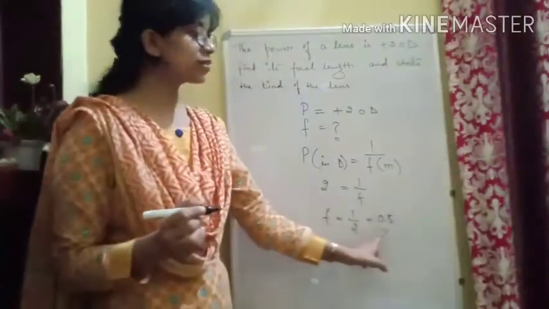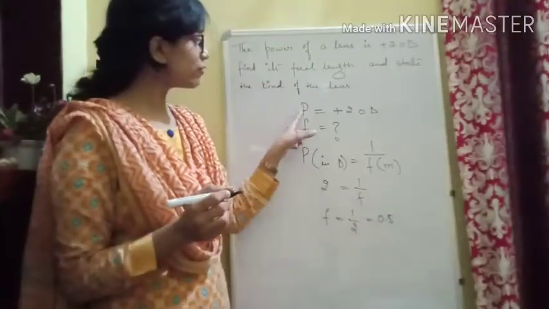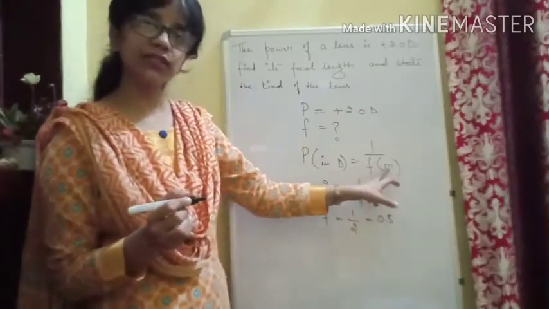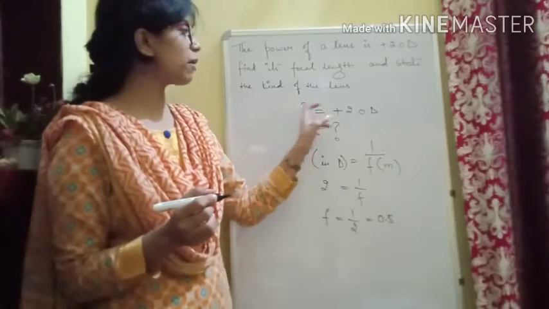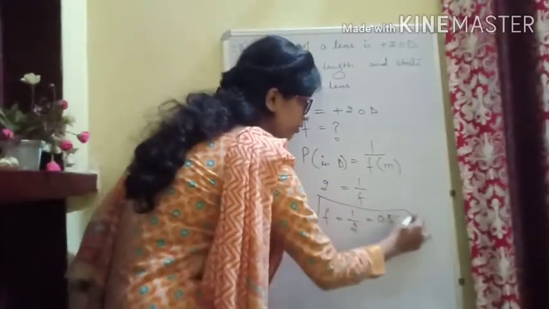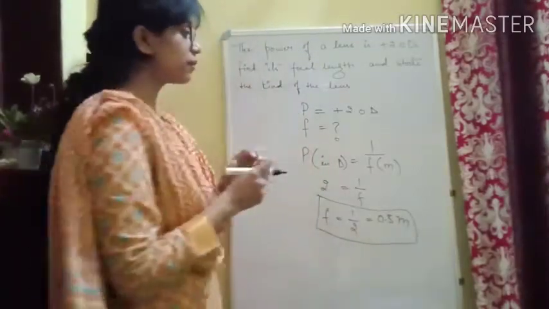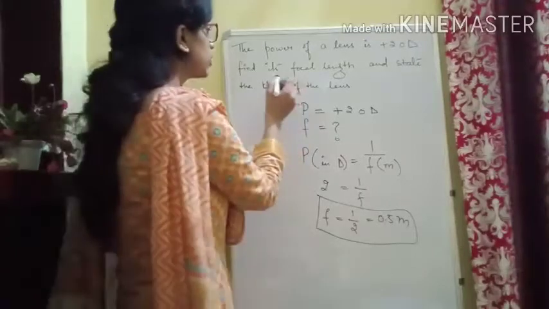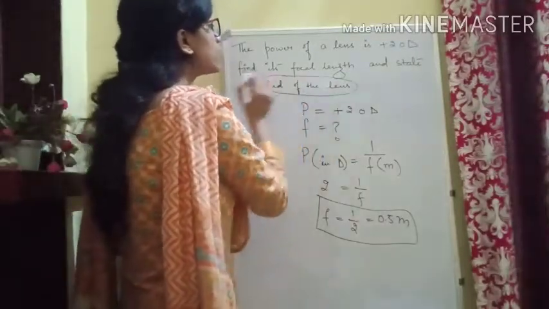Since f is 0.5, whenever we take power in diopter, f is taken in meter, and only then the unit of power is diopter. That means this is in meter. So the focal length of the lens is 0.5 meter. Now let us come to the next point, that is, what is the kind of lens we are using.